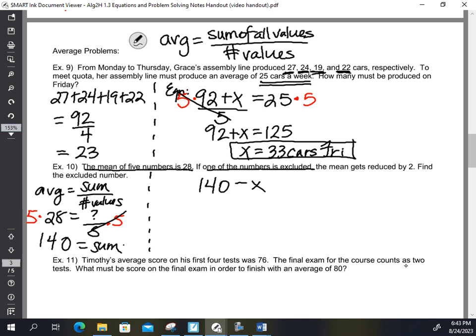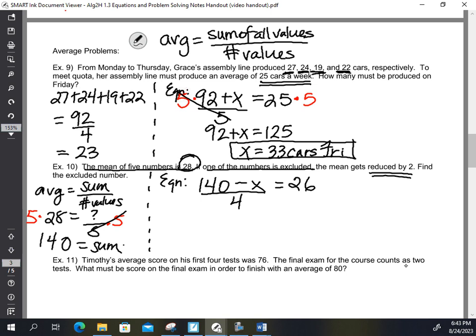But now, if we are taking out the number, we don't have 5 numbers anymore. You have 4 numbers. And they told you the mean gets reduced by 2. All right. So instead of 28, you're down to 26. So there you go. So here's our equation. There's the equation that we can use to solve this out.